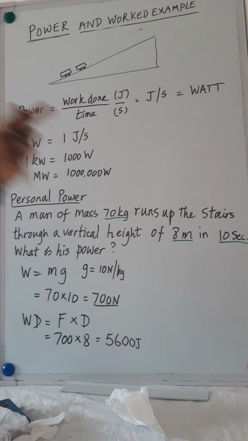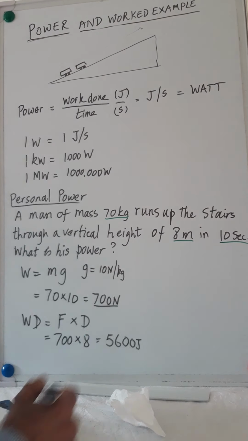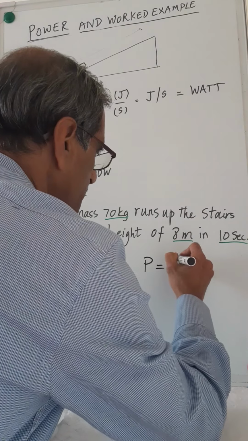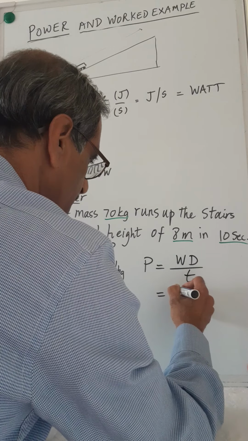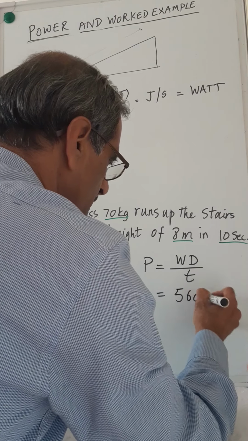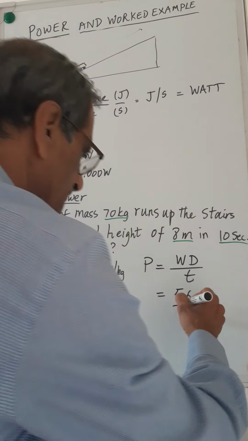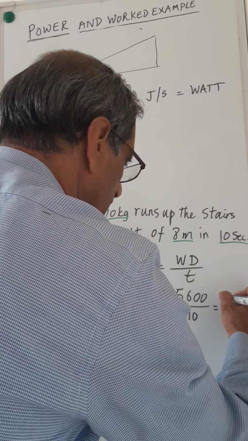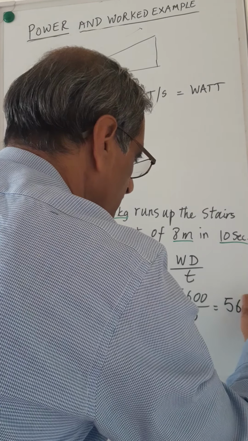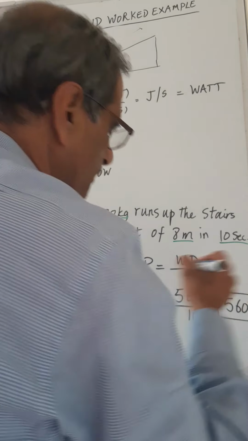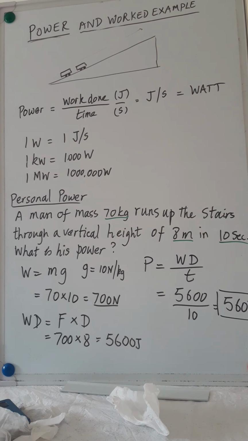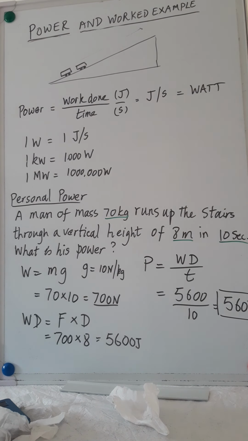And how long does it take to do that? It takes 10 seconds. So his power is equal to work done divided by the time. Work done is 5,600 joules divided by 10 seconds, which is 560 watts. So he develops a power of 560 watts. In other words, he can work at a rate of 560 joules every second.